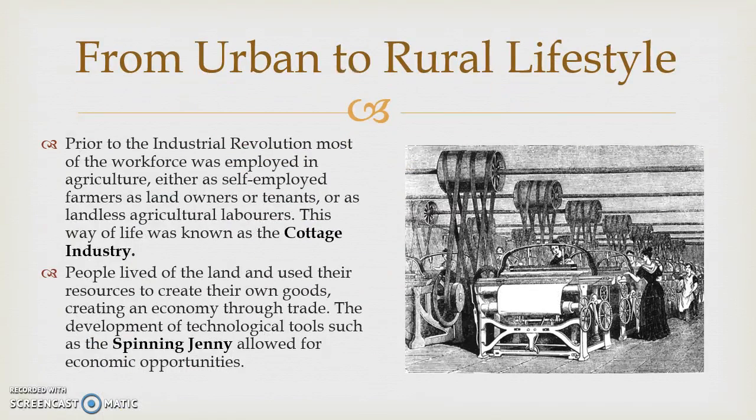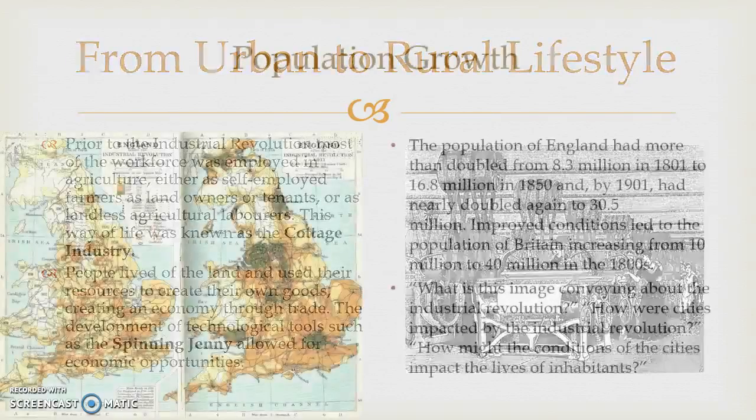So, first up. From urban to rural lifestyle. Prior to the Industrial Revolution, most of the workforce was employed in agriculture, either as self-employed farmers, as landowners, or tenants, or as landless agricultural laborers. This way of life was known as the cottage industry. People lived off the land and used the resources to create their own goods, creating an economy through trade. The development of a technological tool such as the spinning jenny allowed for economic opportunities.